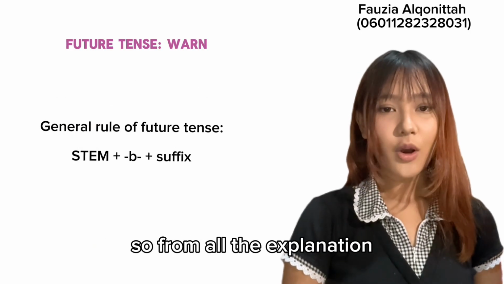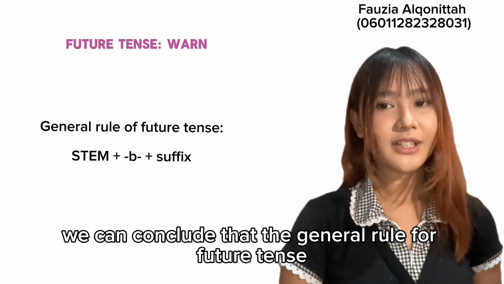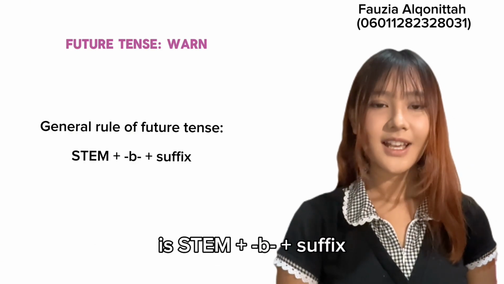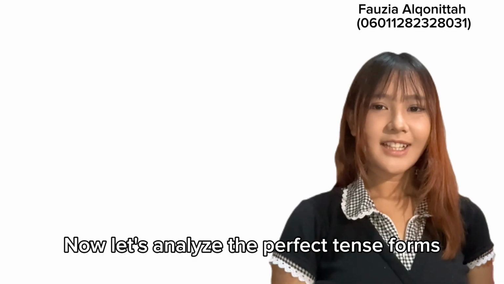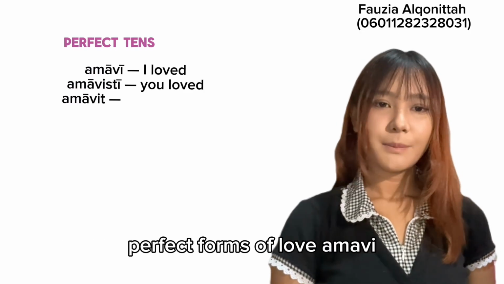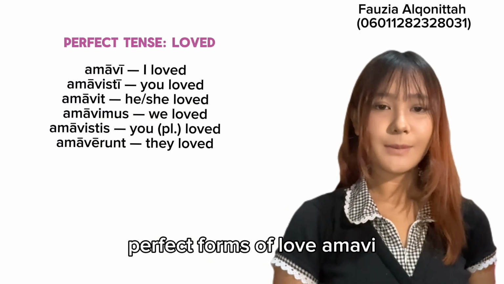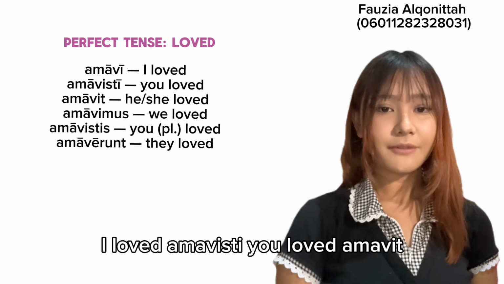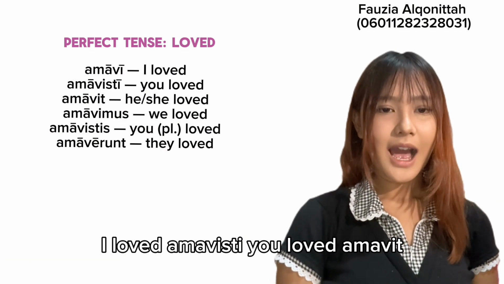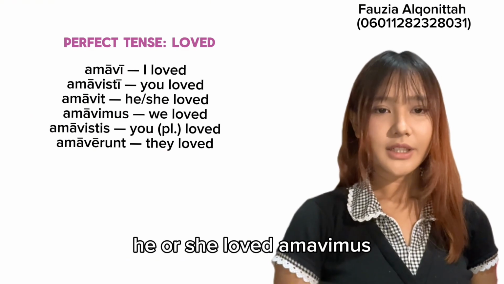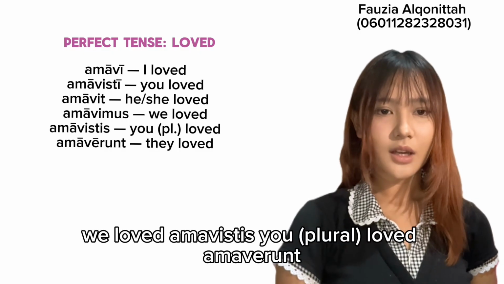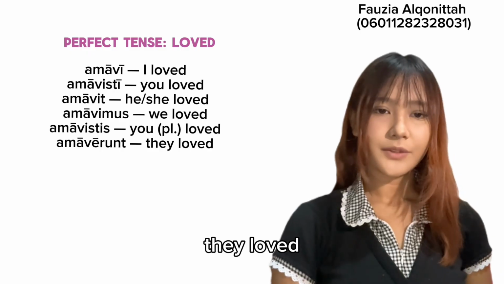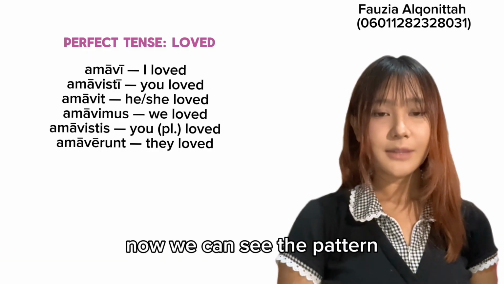So, from all the explanation, we can conclude that the general rule for future tense is stem plus B plus suffix. Now, let's analyze the perfect tense forms. Perfect forms of love. Amavi, I loved. Amavisti, you loved. Amavit, he or she loved. Amavimus, we loved. Amavistis, you plural loved. Amaverunt, they loved.